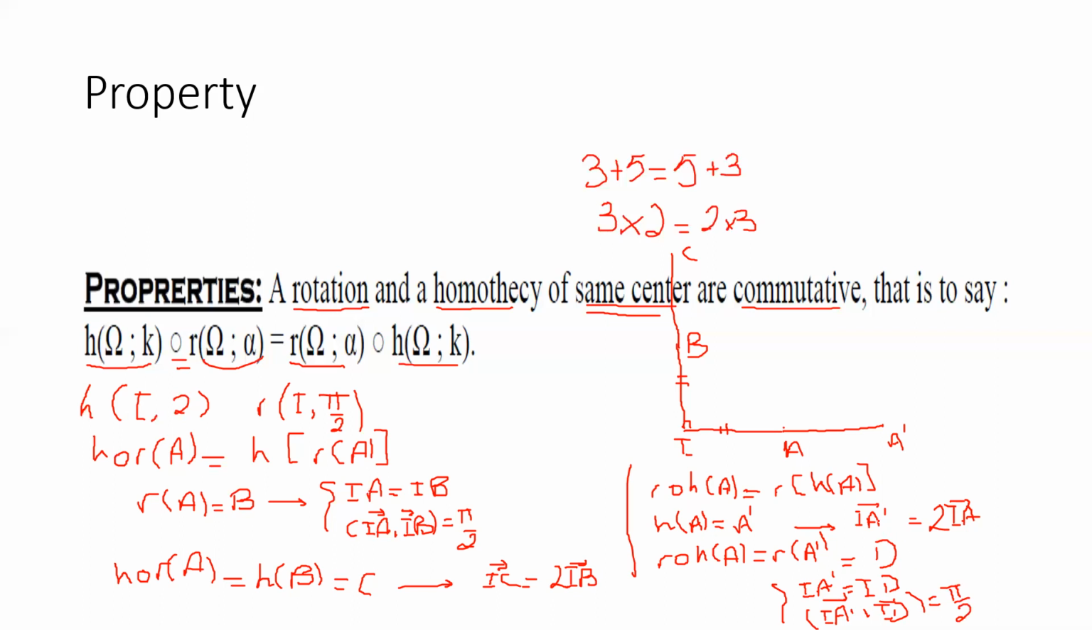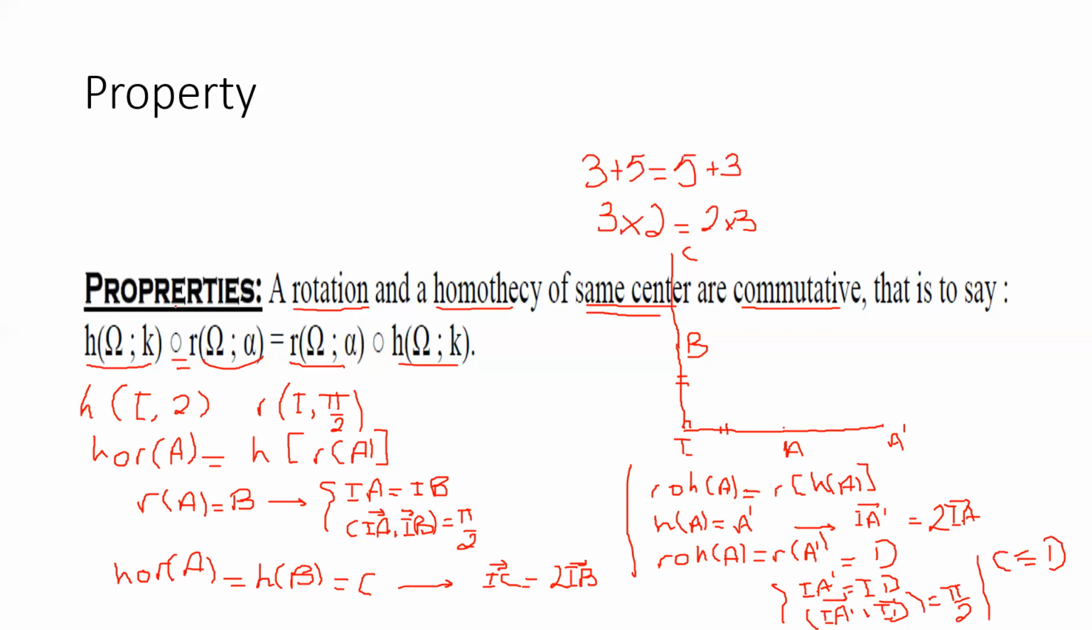IA. So IA prime equal ID, and IA prime ID equal... C and D are double points. Now D is confounded with C. So it is the same. If we make H round R or R round H, we will get the same result. This is what we meant by commutative. Yes, but you have a top set, they should have the same center.